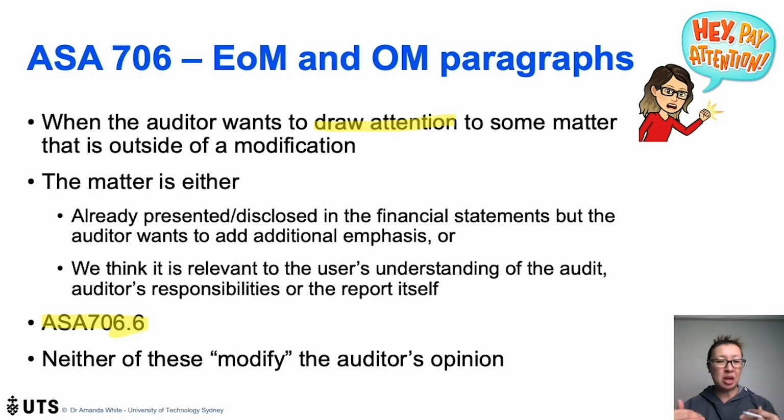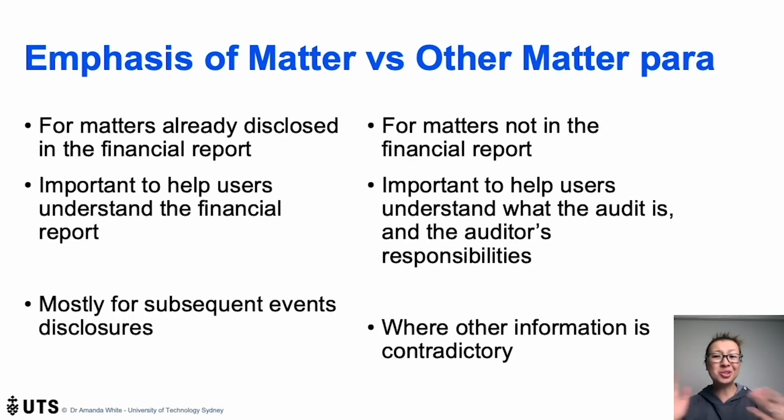As long as it's about something else, it's not the reason why we qualified it or went adverse in the first place. So it can be something else. But really, we're saying information's in the financial statements, but hey, have a look down here. We're highlighting something for the shareholder. So let's look at the difference between the two because it can be a little bit tricky.